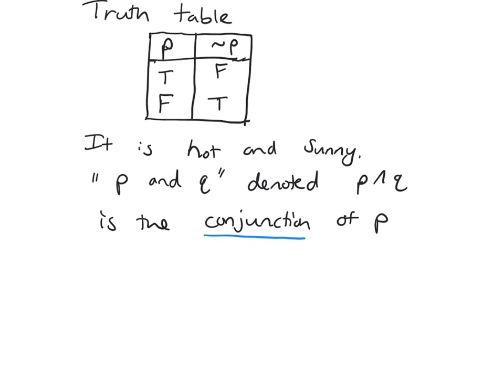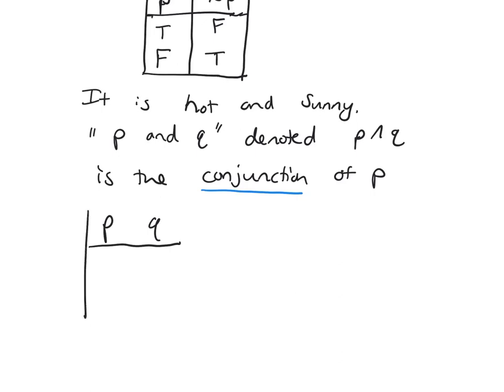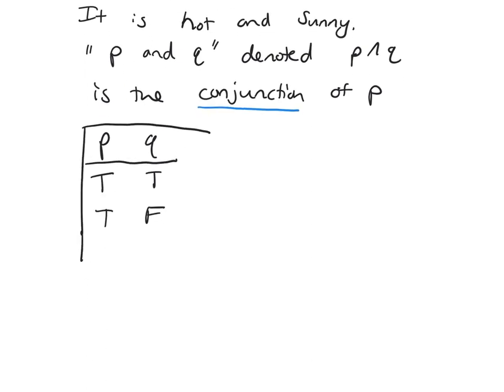So let's look at the truth value of P and Q. Well, it depends on the statements P and Q. So what are the possibilities? Well, P could be true, and then Q has two options. Q is either true, so they're both true, or P is true and Q is false, or P is false, and then there are two options for Q. Q is either true or they're both false. So there are four options in total.